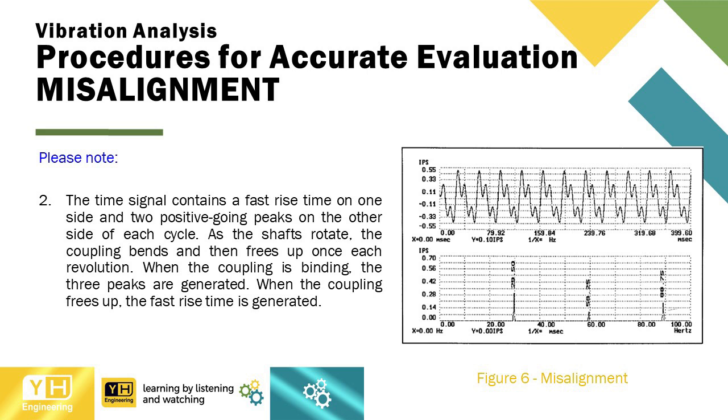As the shafts rotate, the coupling bends and then frees up once each revolution. When the coupling is binding, the three peaks are generated. When the coupling frees up, the fast rise time is generated.